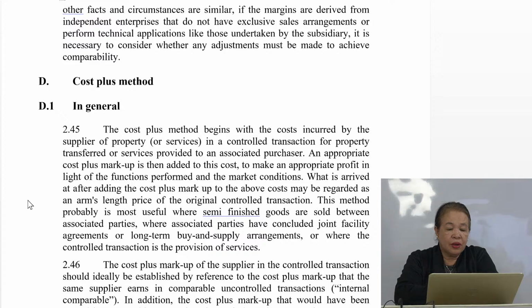Okay. So the cost plus method begins with the cost incurred by the supplier of property or services in a controlled transaction for property transferred or services provided to an associated purchaser. No? An appropriate cost plus markup is then added to this cost to make an appropriate profit in light of the functions performed and the market conditions. So what is arrived at after adding the cost plus markup to the above cost may be regarded as an arm's length price of the original controlled transaction.